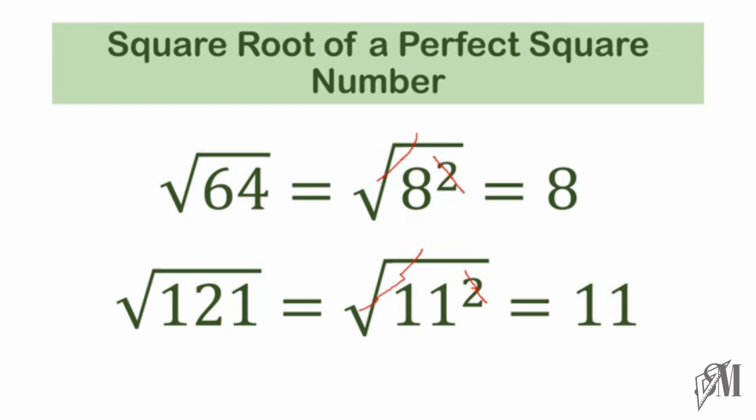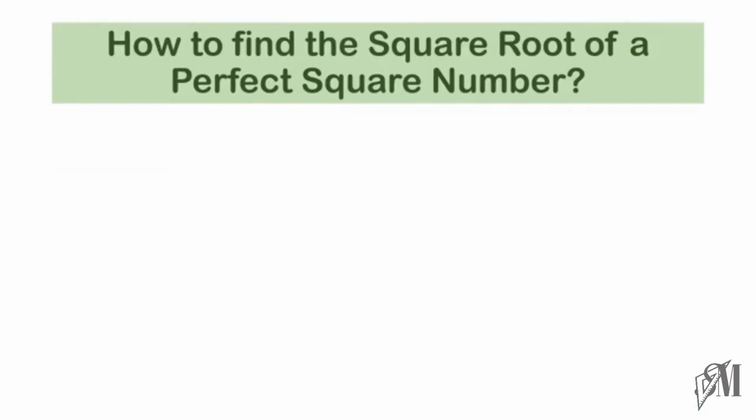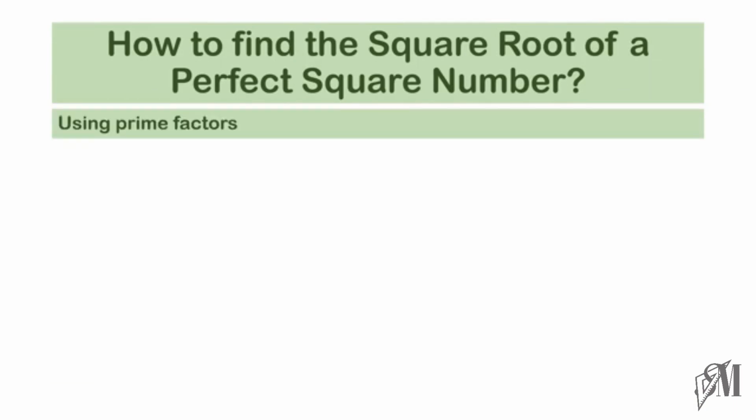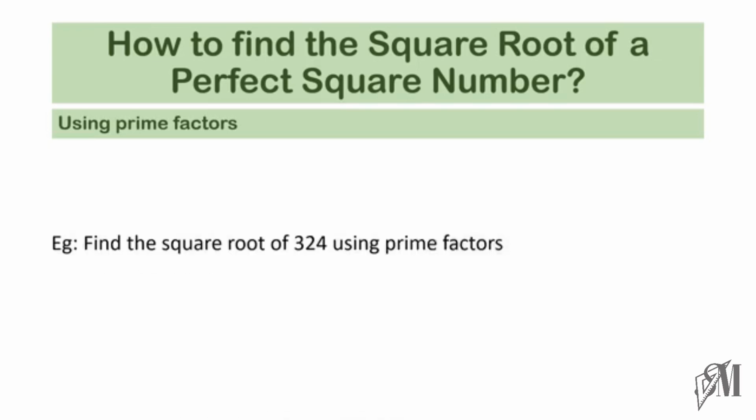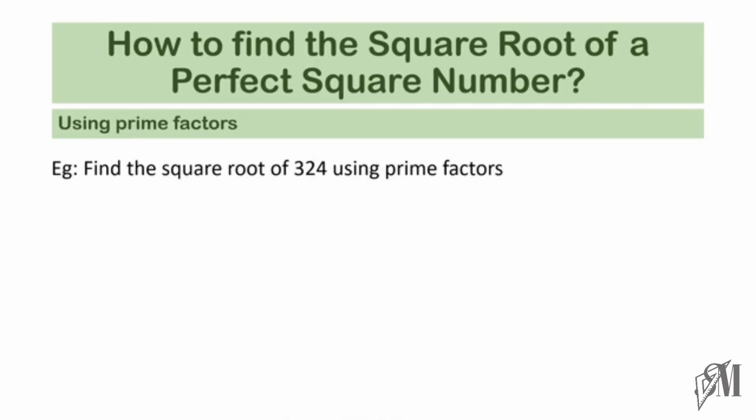Now let us see what if you are given a large number. How to find the square root of a perfect square number if the square number is quite large? Something like this. We can do this in two ways. So one way is using prime factors. And look at this question. We are going to find the square root of 324. Now 324 is quite a large square number. So this can be done in a simple way like this.